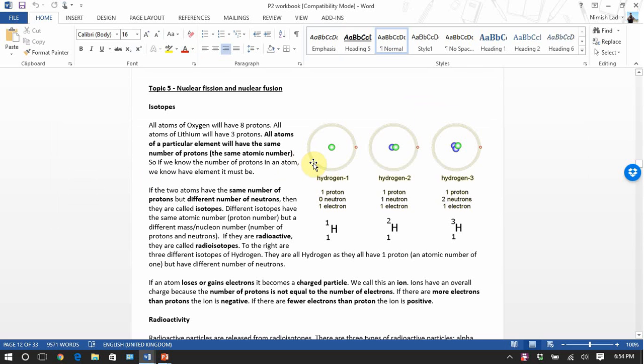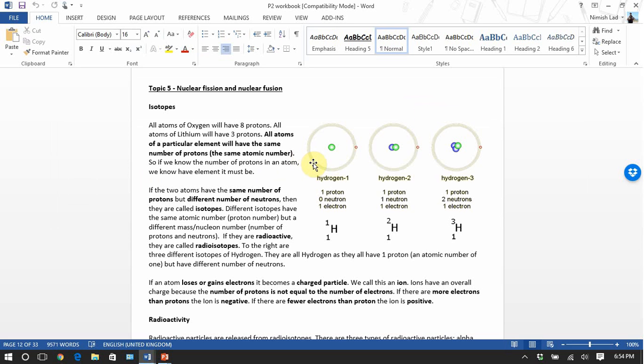All atoms, so isotopes, right? All atoms of oxygen have 8 protons. If it's an isotope, it will have the same number of protons but a different number of neutrons. All atoms of lithium have 3 protons. Carbon, 6 protons. So all atoms of a particular element will have the same number of protons. In other words, they'll have the same atomic number.